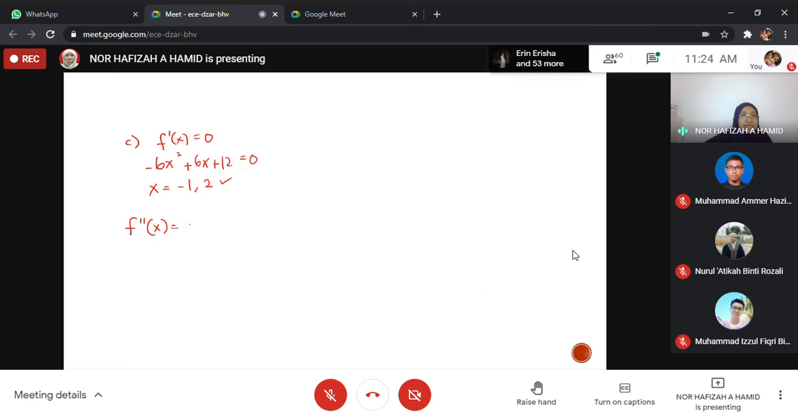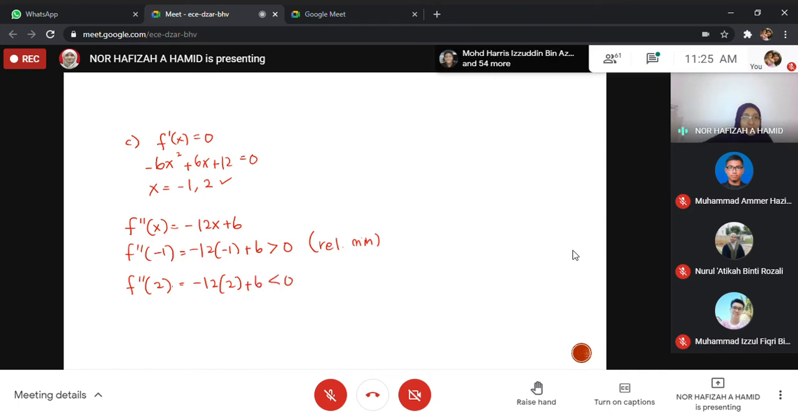So you differentiate lagi sekali, dapat -12x plus 6. Lepas tu you need to substitute x with the critical numbers. So you have -12(-1) plus 6, so you will have greater than 0. Kalau you refer theorem, if f double prime greater than 0, then you will have relative minimum. Lepas tu you substitute lagi x with 2. So you have -12(2) plus 6, so you will get less than 0. Based on the theorem, if f double prime less than 0, then you will get relative maximum.